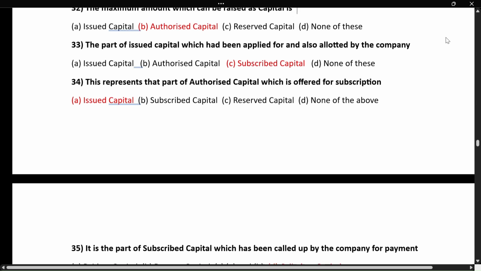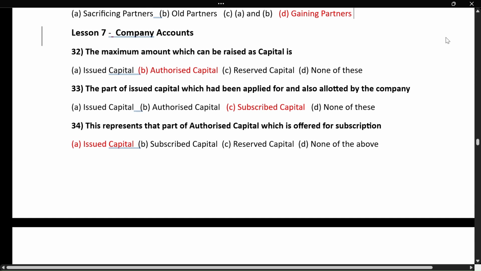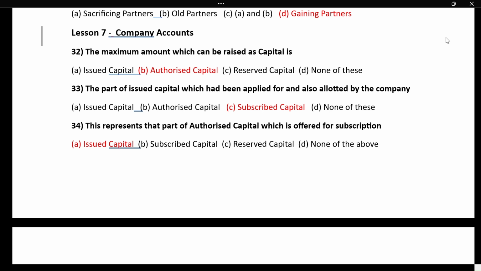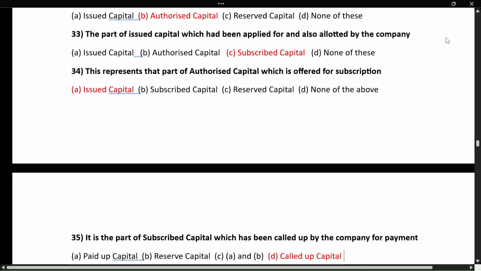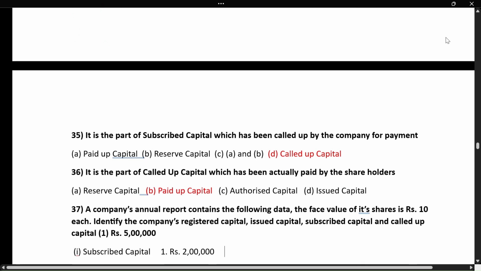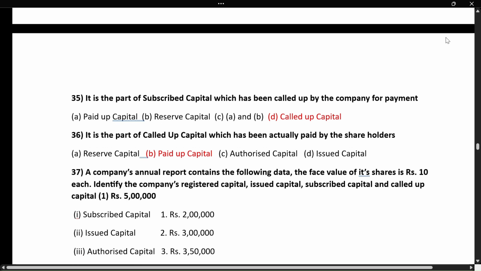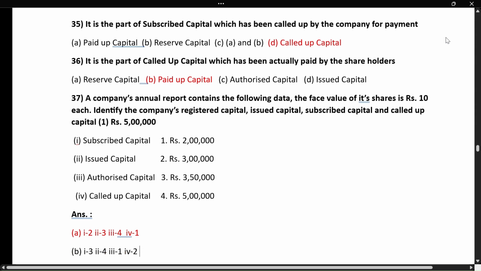Next is company accounts. The maximum amount which can be raised as capital is authorized capital. The part of issued capital which has been applied for and also allotted by the company is known as subscribed capital. This capital represents that part of authorized capital which is offered for subscription, that is issued capital. It is a part of subscribed capital which has been called up by the company for payment. It is called up capital. It is a part of called up capital which has actually been paid by the shareholders, that is paid up capital. Here this activity is also given in your textbook.